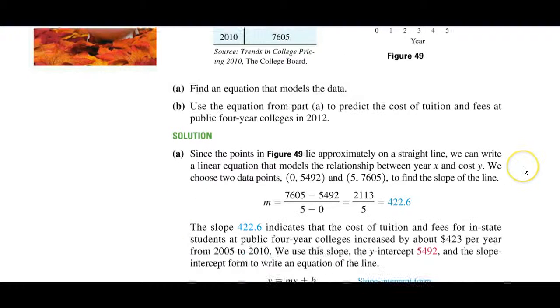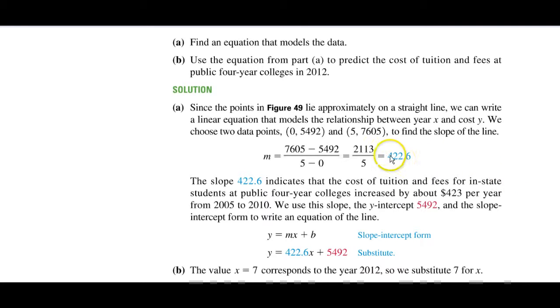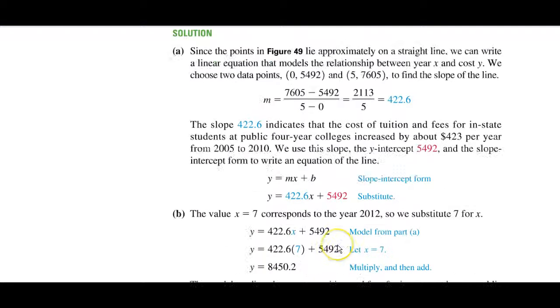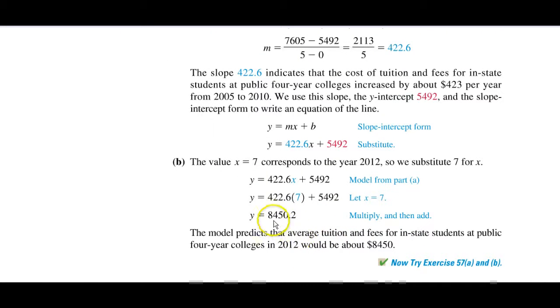Okay, I'm sure the book has it all worked out for us. We gave you the strategy. All right, there's our slope. And there's our y-intercept. So we just plug a 7 there, multiply this, and that gives us what our answer would be.